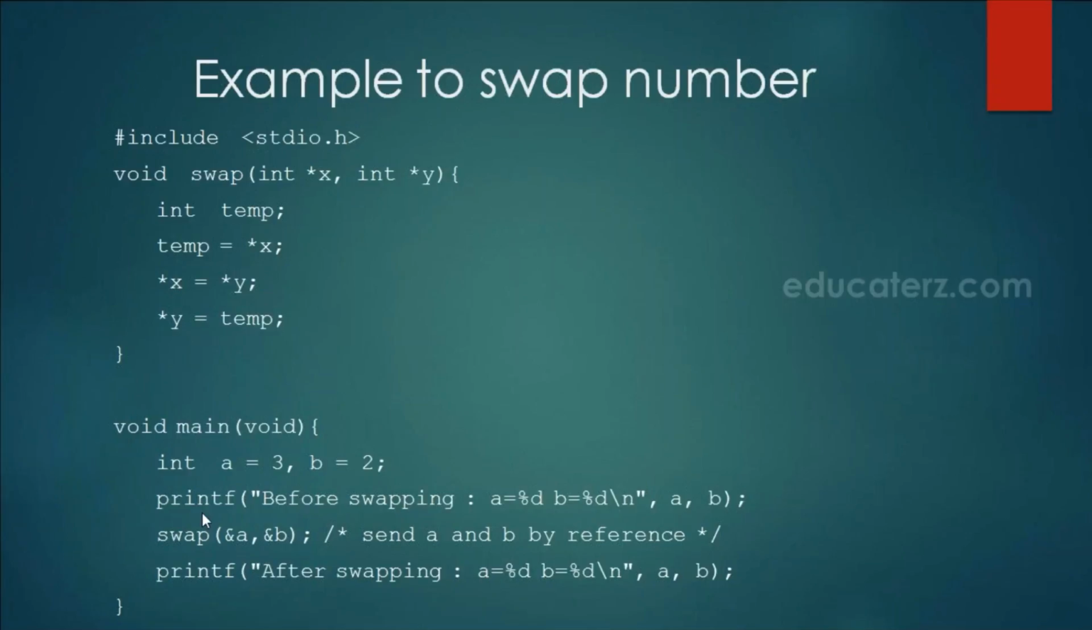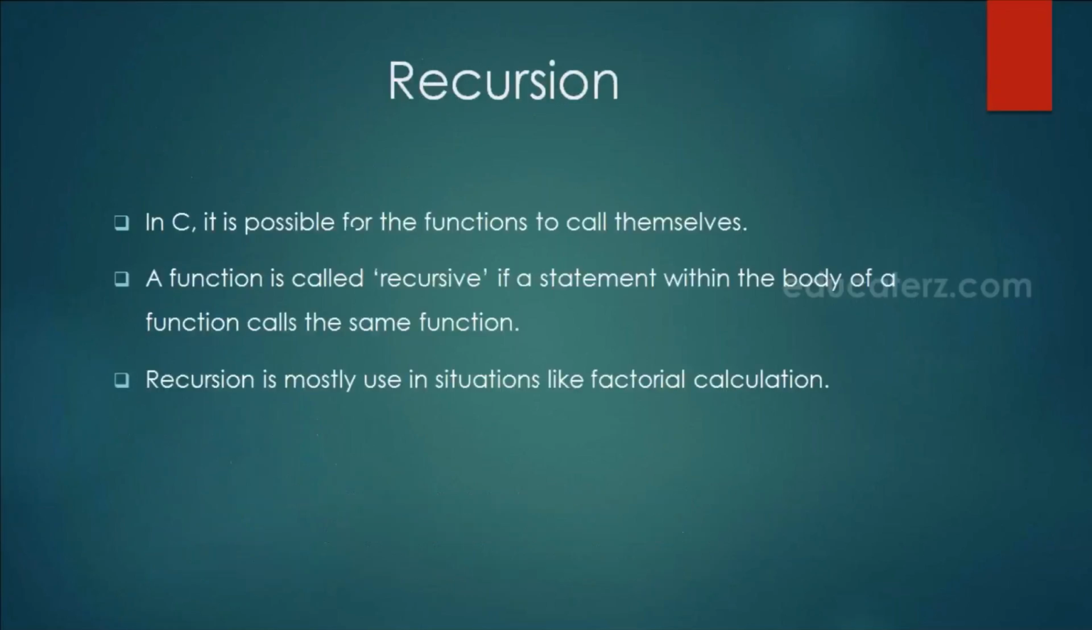But if we pass it directly by value, whatever changes we make in the swap function will not be reflected in the main method. We will check that out practically also.